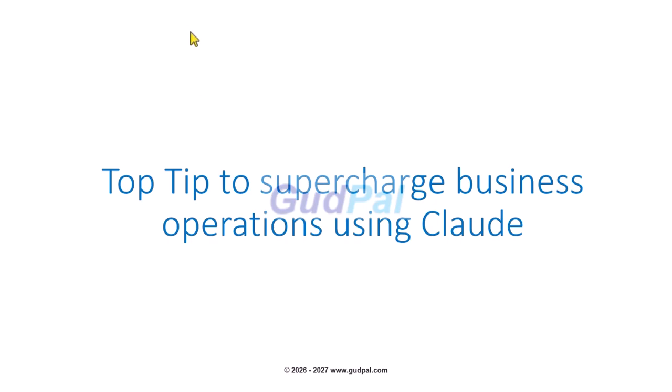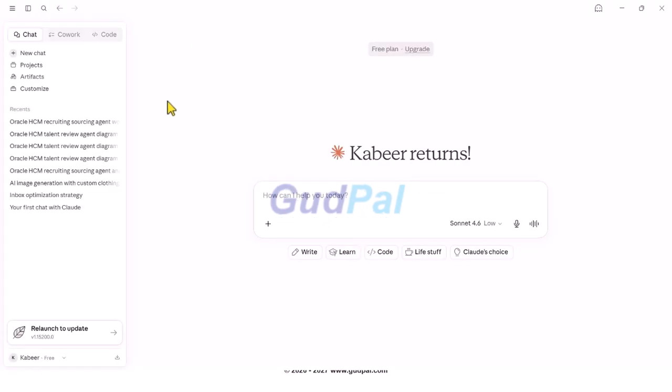Let me switch to Claude first. This is Claude desktop. Now all you have to do is connect your email to your Claude via the available connectors, and this connector is also available in your free plan. Can you see that, the free plan?